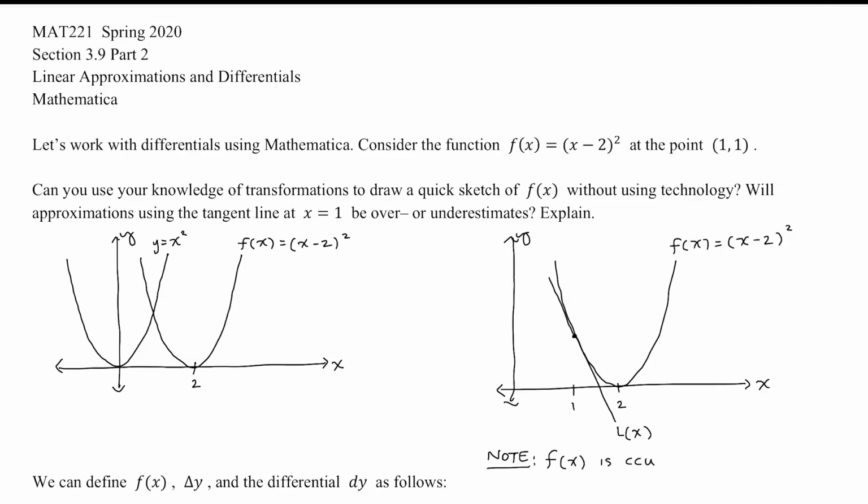And by the way, why does the tangent line lie below the function f of x? Because f is concave up. Right? So since f of x is concave up, the tangent line at x equals 1 lies below the function, which means the linear approximations I get from using the tangent line are going to be underestimates for actual function values.